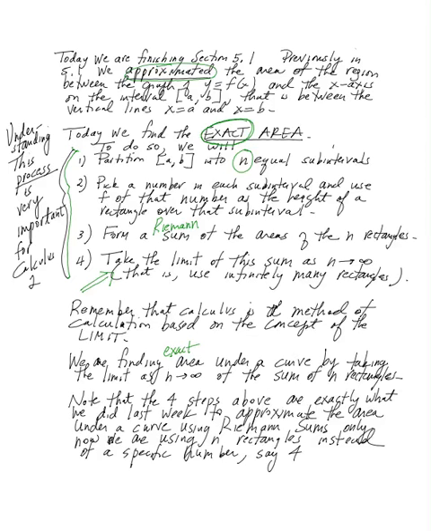Today we're going to finish section 5.1. Remember the last class period last week and your web-assigned homework, which is due on Monday at midnight. In that work in 5.1, we approximated the area of the region between the graph of y equals f of x and the x-axis on some interval [a, b]. That is, between the vertical lines x equals a and x equals b.